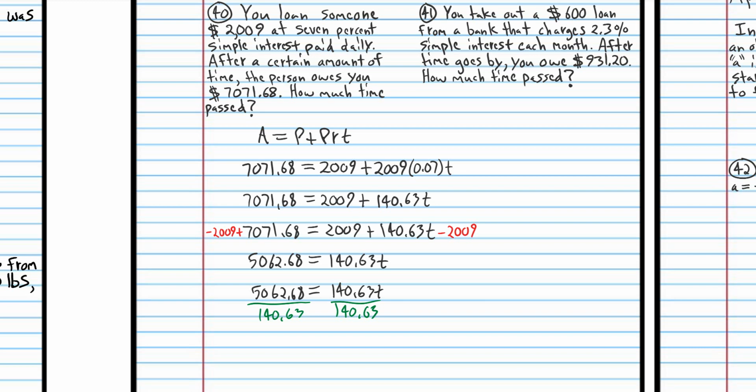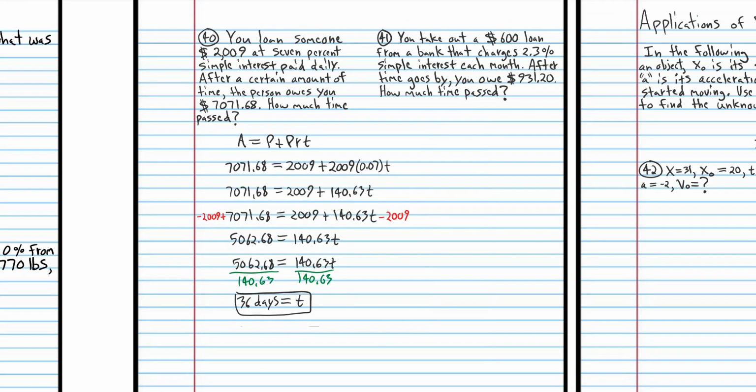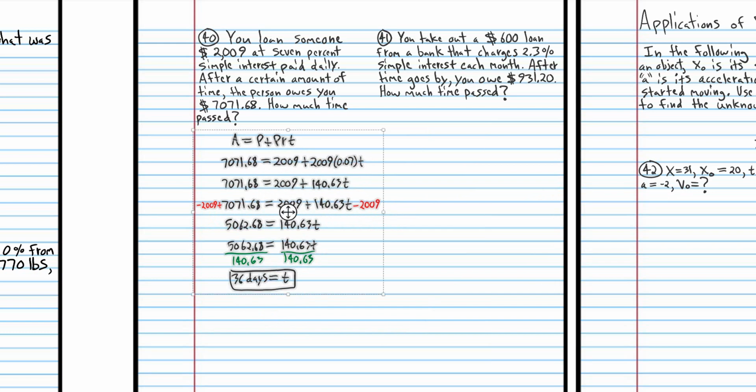And we get 36. And it's daily. It says daily, so that means that the time is going to be 36 days. You have to put days there. All right, so let me shrink this because we're running out of room here. So now why don't you go ahead and try 41, and when you come back we'll do it together.